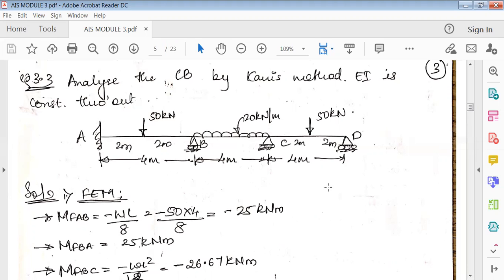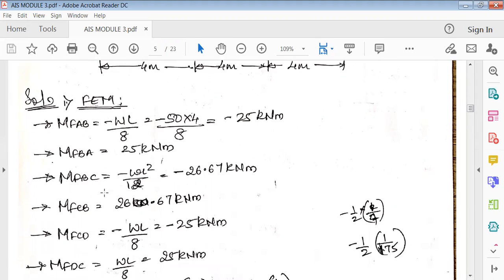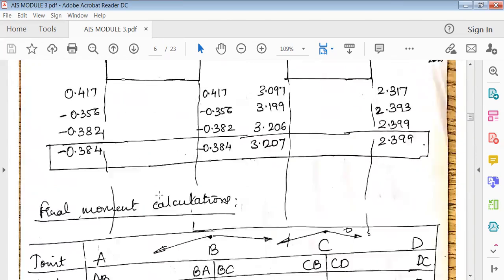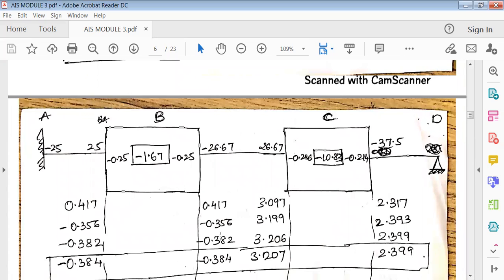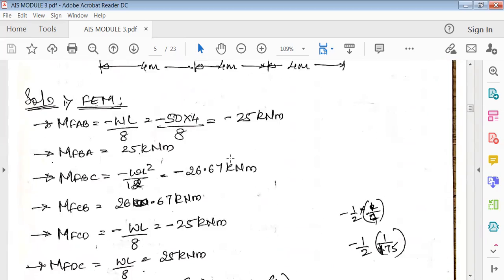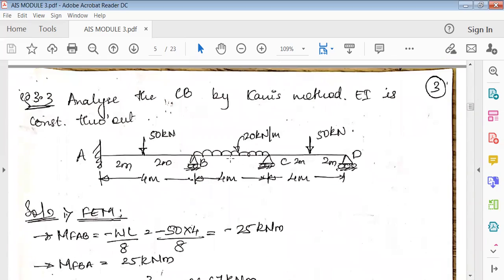All right. So first, as usual, you have to find the fixed end moments, then rotation factor, and then rotation distribution, moment distribution here, and then the final moment calculation. The different thing about this problem is that in the previous problem, all the ends were fixed. So end A and end D were fixed. Here, end A is fixed, B and C are the intermediate supports, and D is a roller support.